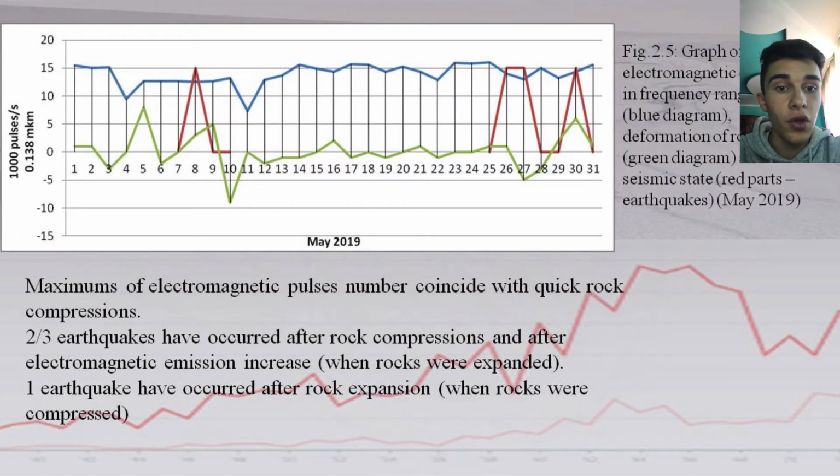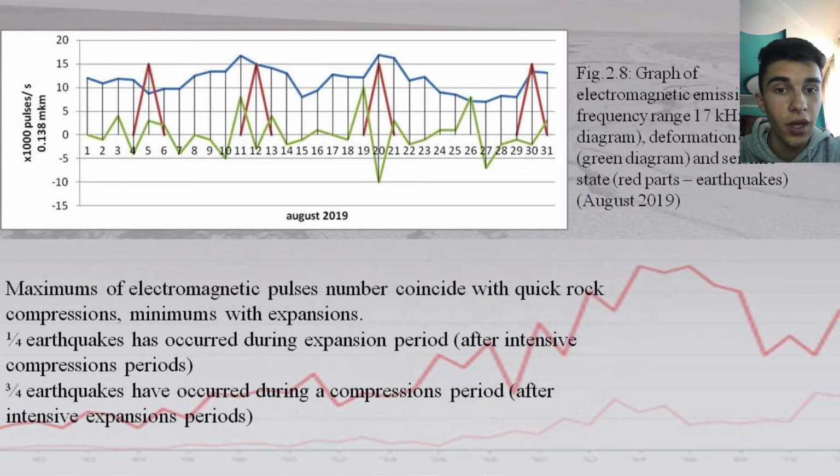Next graph, in the period May 2019. 2 earthquakes occurred after electromagnetic emission increased when rocks were expanded, and 1 earthquake occurred after electromagnetic emission decreased when rocks were compressed. Next graph, in the period August 2019. In August, we registered 4 earthquakes. 3 occurred after electromagnetic emission decreased, and 1 after an increasing period.